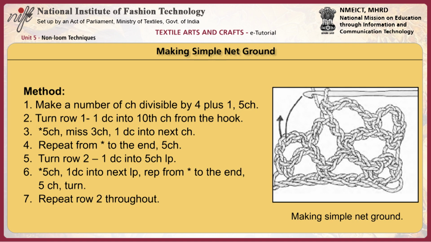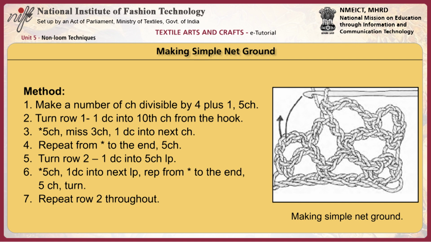The net ground is made with chain and double crochet stitches. First, make a number of chains divisible by 4 plus 1 extra. Turn the row. Make 1 DC into the 10th chain from the hook. Make 5 chains and then miss 3 chains and work 1 double crochet into the next chain. Repeat this step till the end and end with 5 chains.